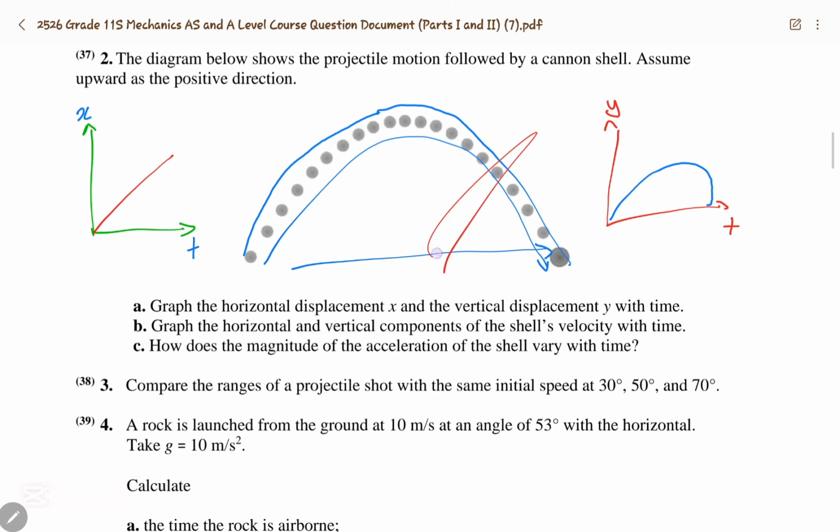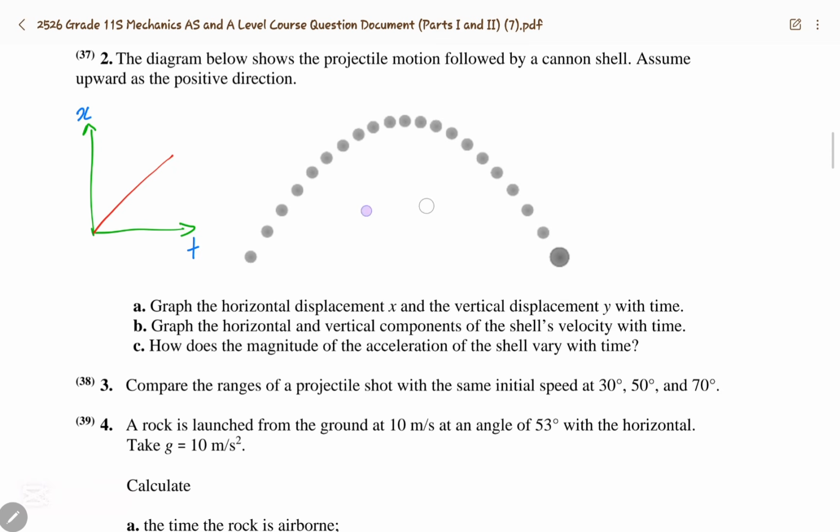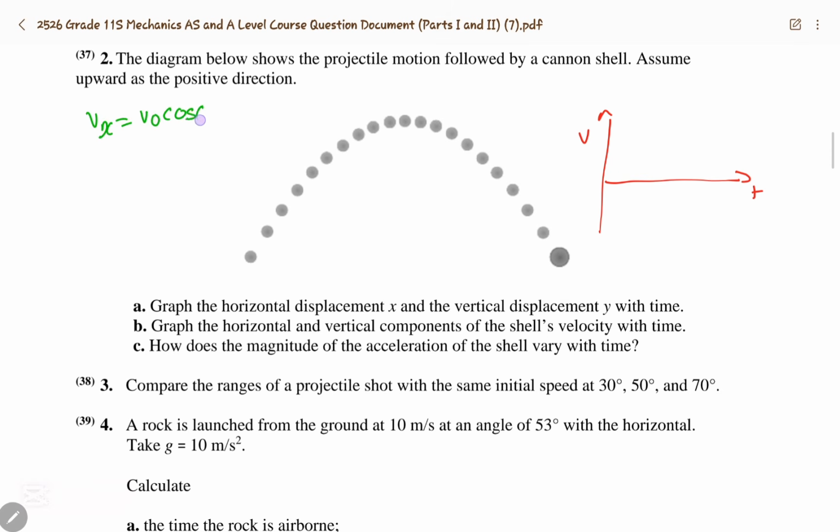Okay, so let me just erase these. They want the horizontal and vertical components of the shell's velocity with time. We have here our velocity, and here we have our time. You should know that the velocity of x is constant because Vx is equal to V0 cosine theta. So it's going to be a constant value. This over here is Vx. But when it comes to Vy, what's the equation? It's minus gt plus V0 sine theta.